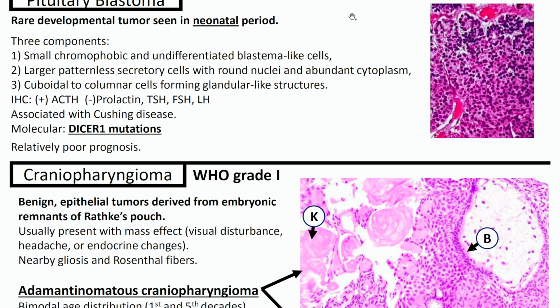All right, we got pituitary blastoma. These are rare developmental tumors seen in the neonatal period with three components. So small chromophobic and undifferentiated blastomal-like cells, larger patternless secretory cells with round nuclei and abundant cytoplasm, and cuboidal to columnar cells forming glandular-like structures. On IHC, we've got ACTH staining, negative prolactin, TSH, FSH, or LH. And this is associated with Cushing disease. And then on molecular, they're going to have Dicer 1 mutations, and these typically have a relatively poor prognosis.